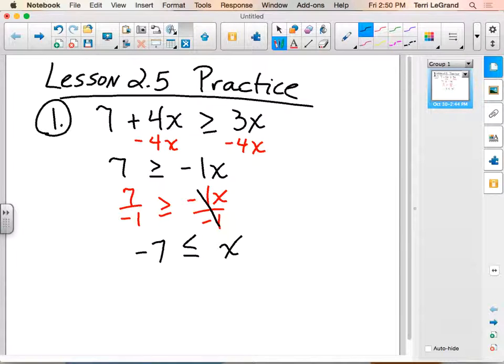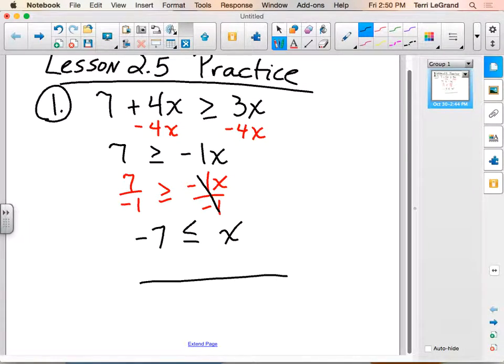So we have to graph that. Go ahead and graph it. What's the graph look like for that solution? Did I graph it correctly? Some say no, some say yes.